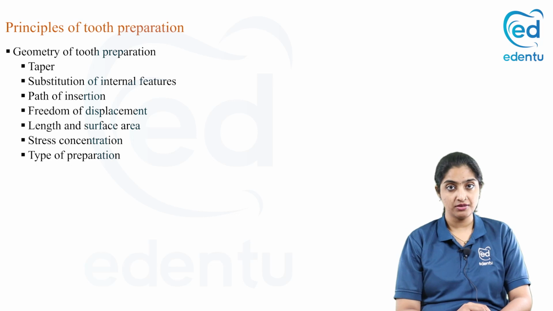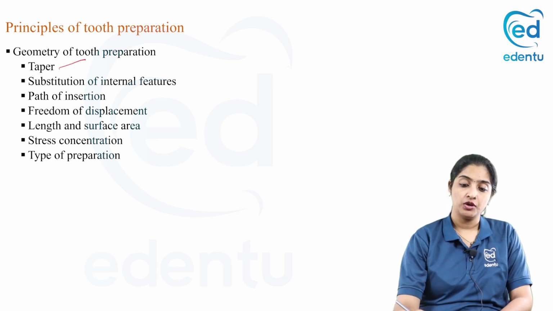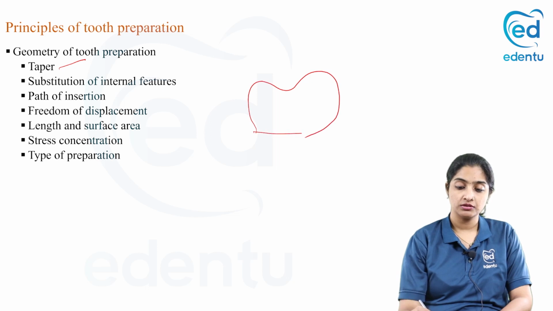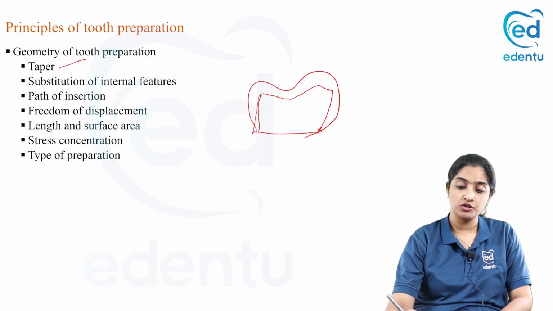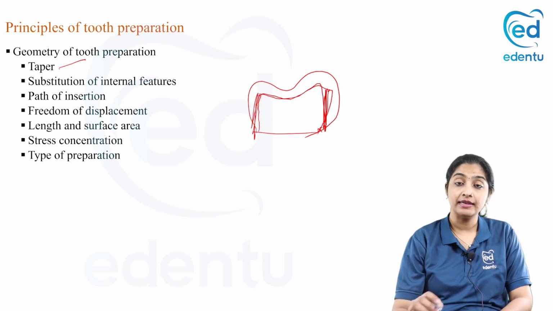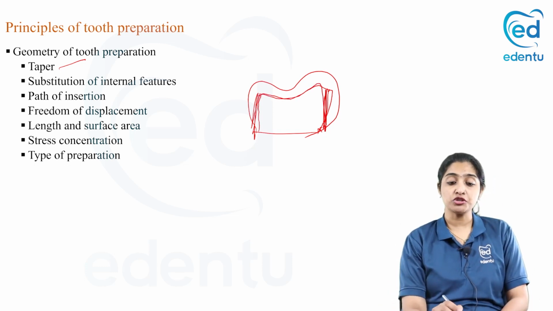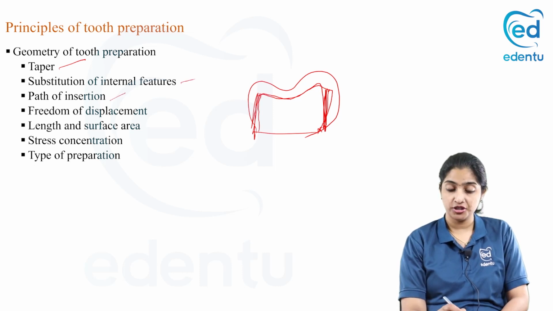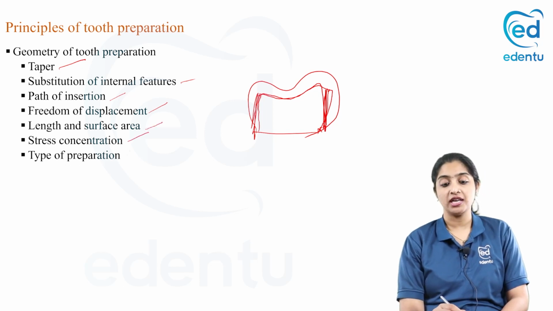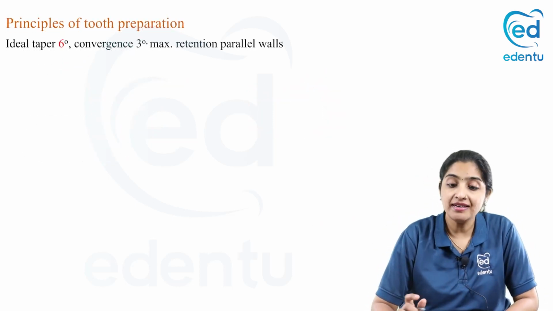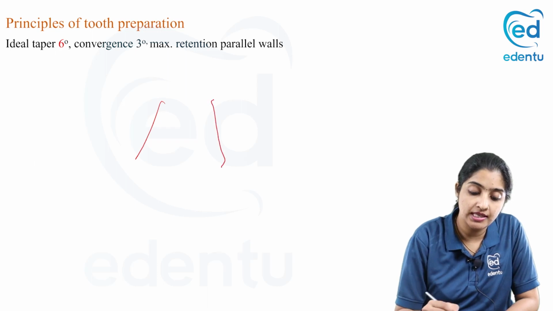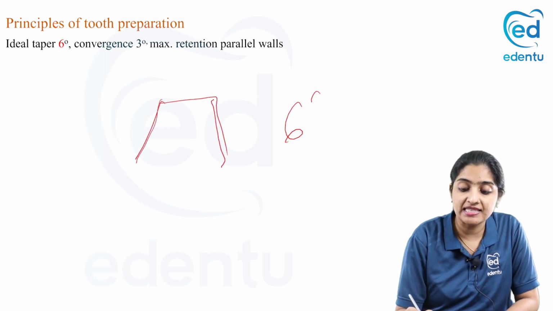Geometry of tooth preparation. First and foremost is the taper of the tooth. If this is the tooth and this is the preparation that I am going to do, so this is going to be the taper that we are talking about. Okay, that is the taper. Then substitution of internal features, the path of insertion, freedom of displacement, length and surface area, stress concentration and type of preparation. What is the ideal taper? It would be around 6 degrees.